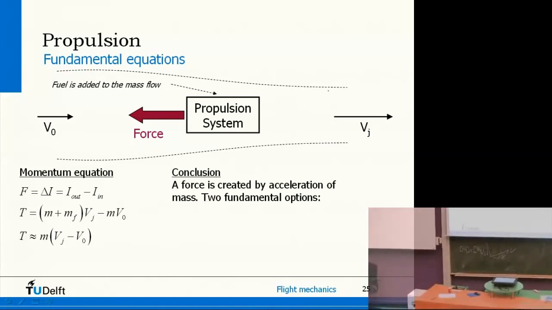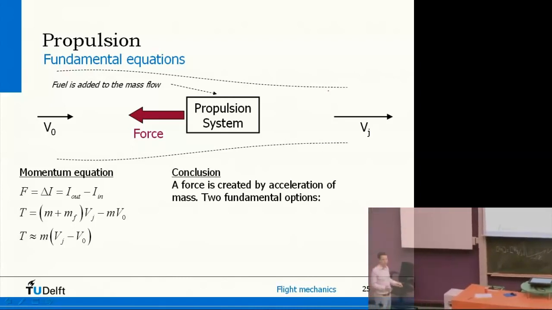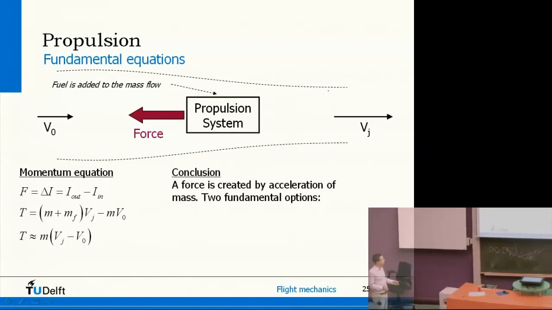Now, you can imagine that the amount of fuel that goes into the air is relatively small. So this term mf there is something we can neglect, more or less. So we can say the thrust you create is in fact this mass flow multiplied with the change in velocity at the exit and the entrance of the engine.